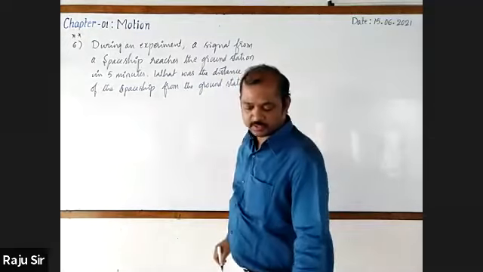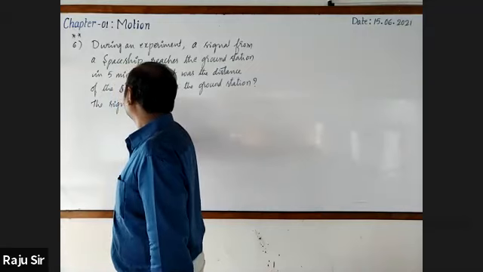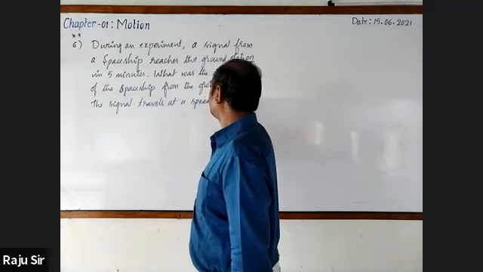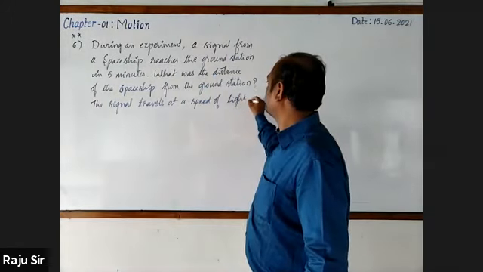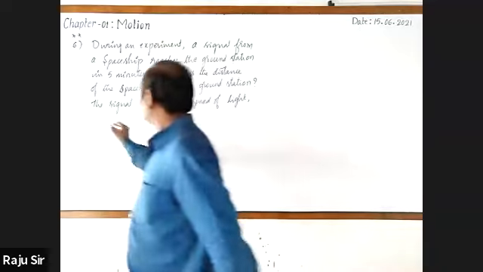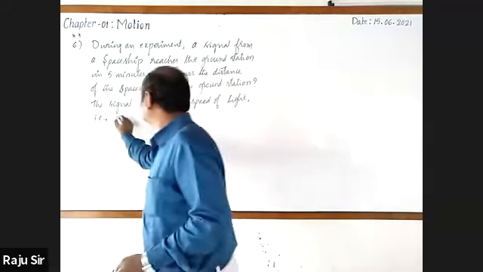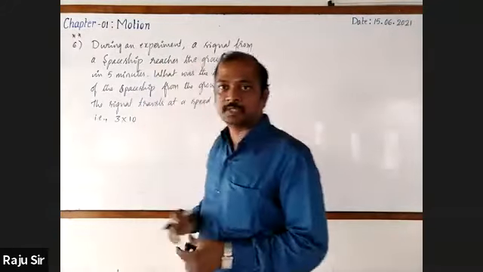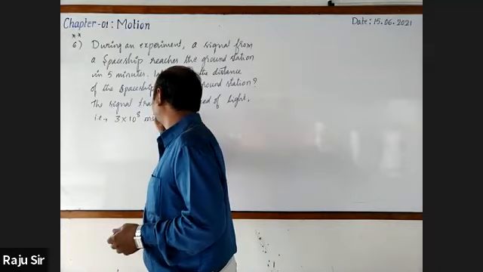Right? The signal travels at the speed of light. You know that the speed of light is 3 lakh kilometer per second. In SI unit, it is to be written as 3 into 10 raised to the power 5 kilometer per second, but in SI unit, you know, it is 3 into 10 raised to the power 8 meter per second.